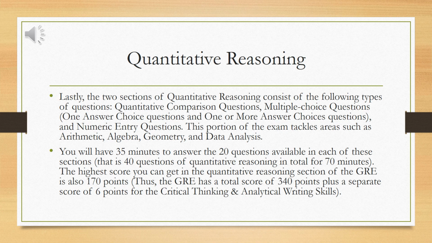Thus, the GRE has a total score of 340 points plus a separate score of 6 points for the critical thinking and analytical writing skills.